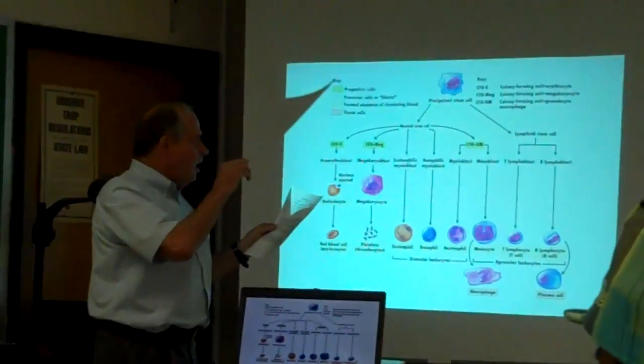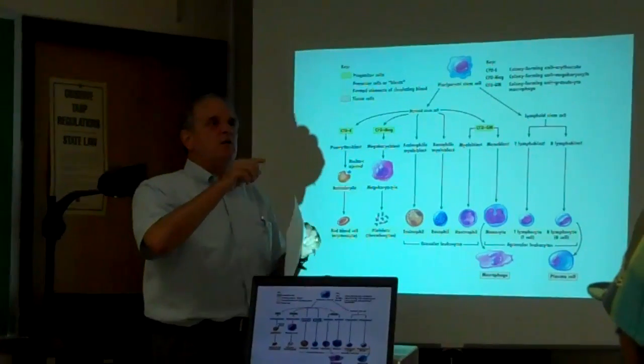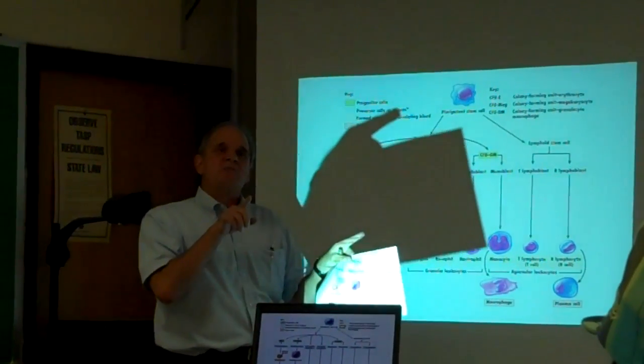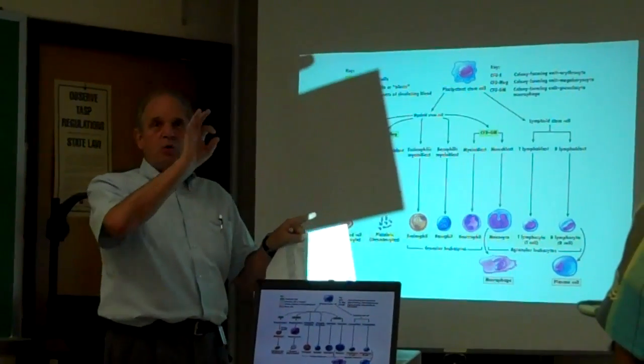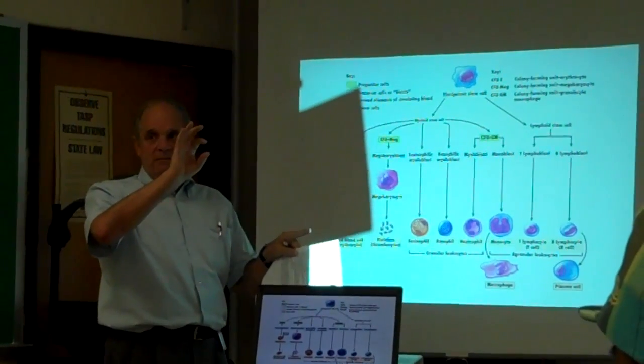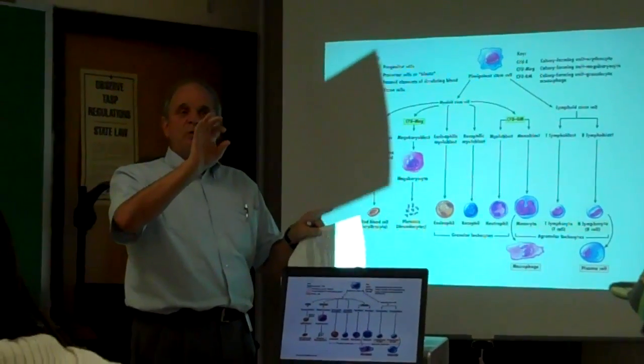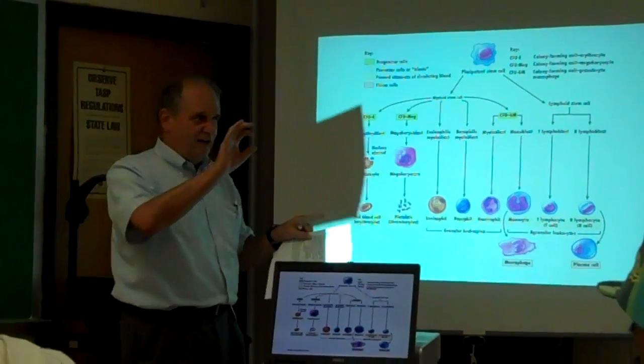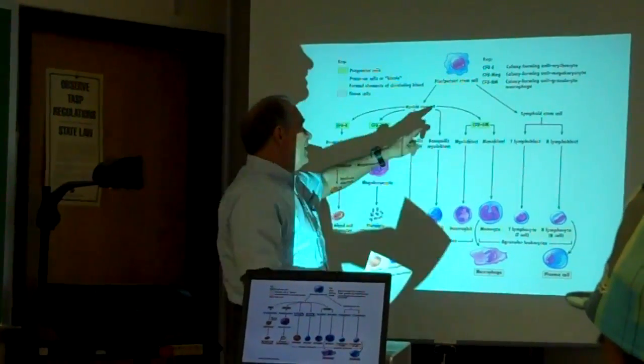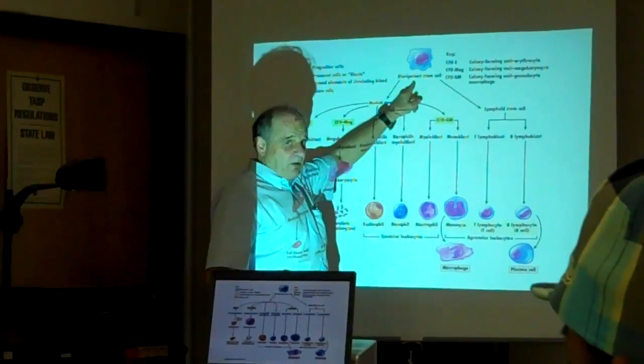All right, now right here, look at this. Pluripotent stem cell gives rise to a myeloid stem cell and a lymphoid stem cell. The pluripotent is the daddy. He's the big daddy. Write that in if you want to. He's the main guy, the pluripotent stem cell.